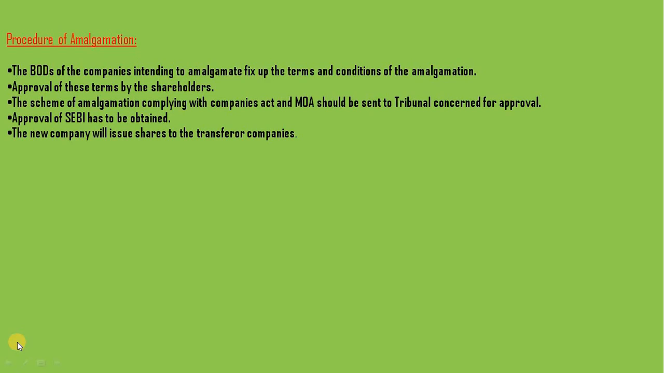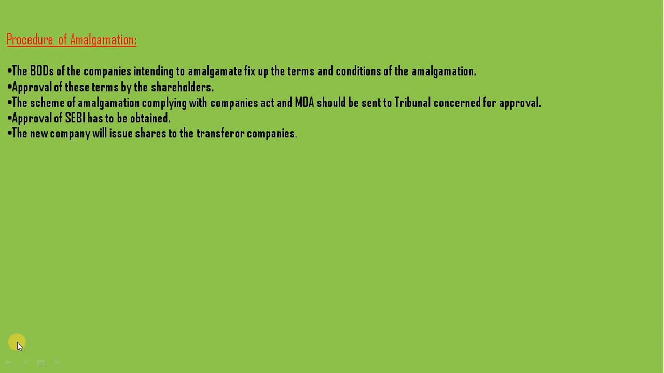We had completed solving or calculating purchase consideration using net payment method and net asset method. So today is my second class, and first let's see how the amalgamation process is done. So here I have five steps to do amalgamation.